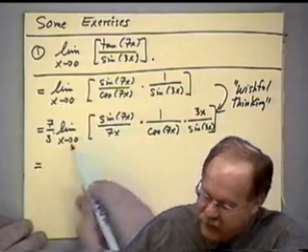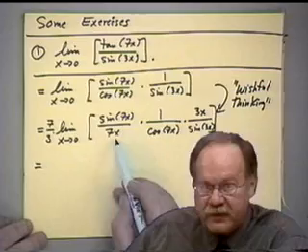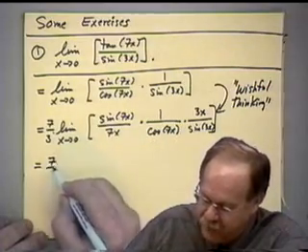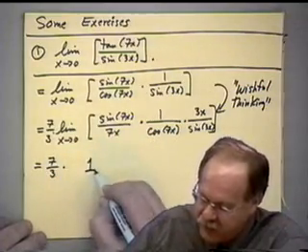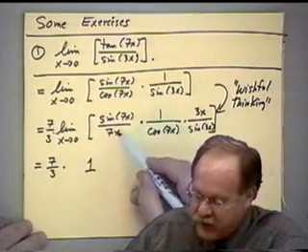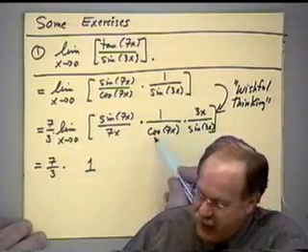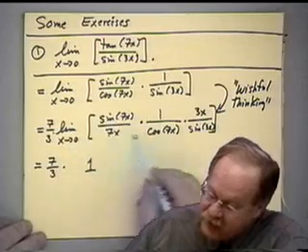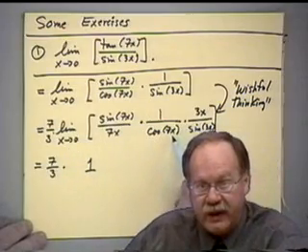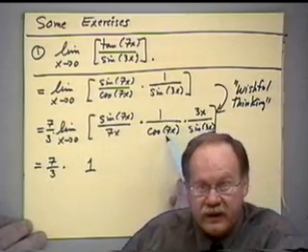Here, the limit as x goes to 0 of sine of 7x over 7x is going to be 1. So the 7/3 stays here. This becomes 1 because these two go to 0 as x goes to 0. The 1 over cosine 7x, as x goes to 0, goes to 1 over cosine of 0 in the bottom. 1 over cosine of 0 is 1.